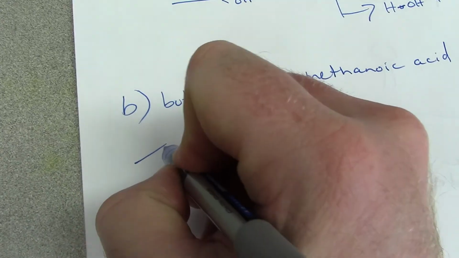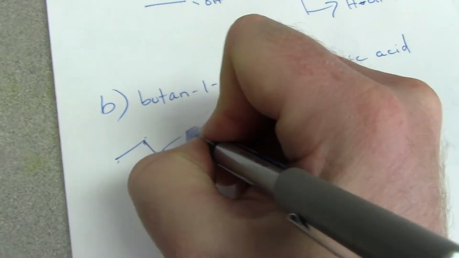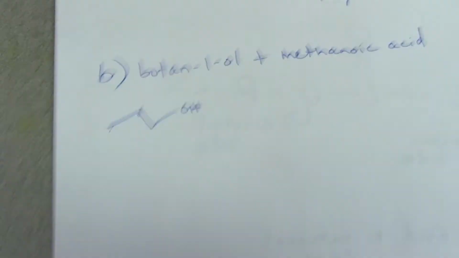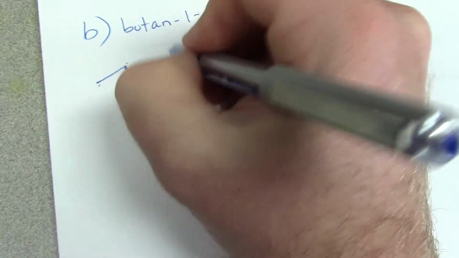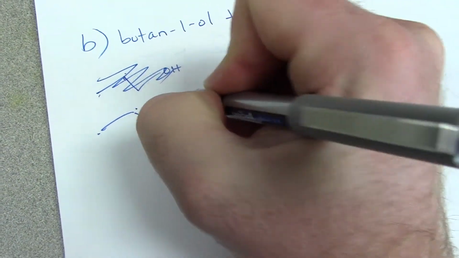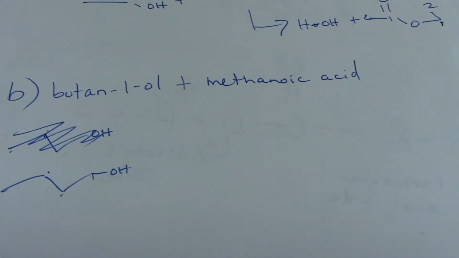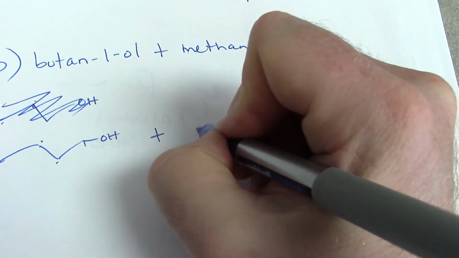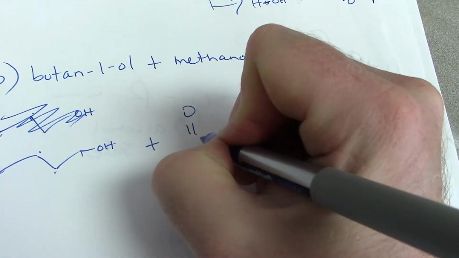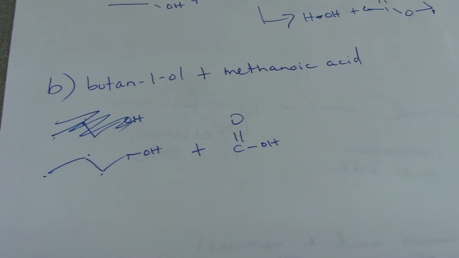So this is one, two, three, four. And you have a hydroxyl group attached to that. So butan-1-ol plus methanoic acid. Okay, that's your molecule right there.